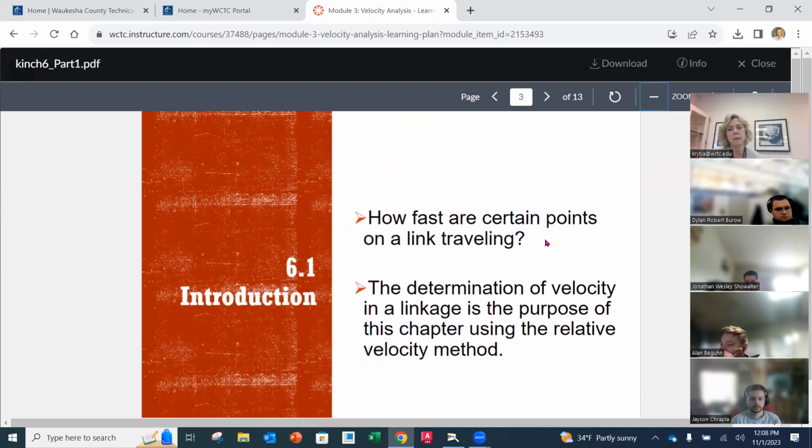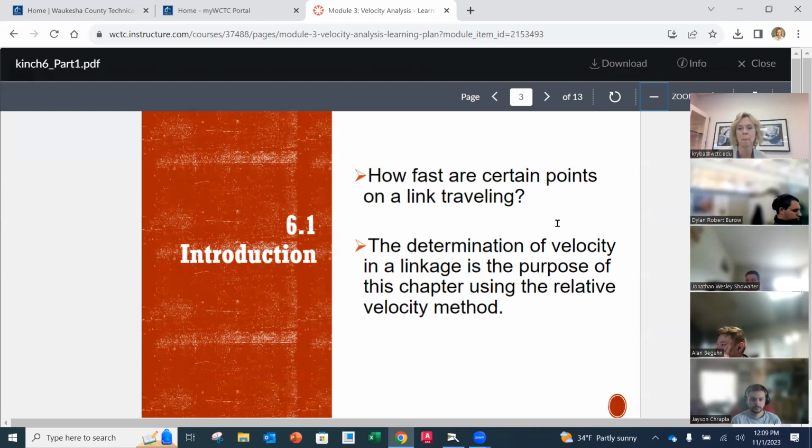So as we look at the beginning here, and we look at the introduction, when we look at velocity analysis, we're going to be interested in how fast are certain points on a link traveling. And most often we're going to be interested in what is the fastest point. And normally that's going to be endpoints or the joints where they come together. Okay, so the determination of the velocity on a link is the purpose really of this chapter. And we're going to be using the relative velocity method when we have linkages or more than one link connected to each other. So like those 4-bar mechanisms, we're going to bring those back.